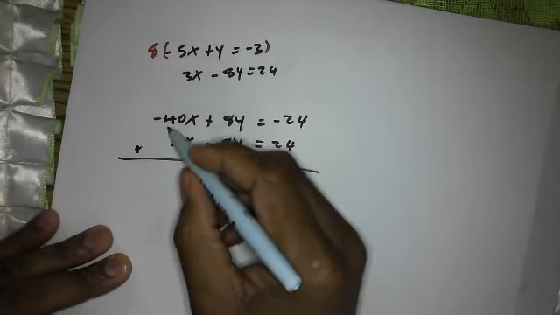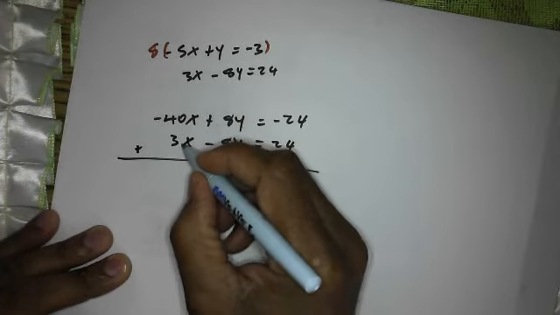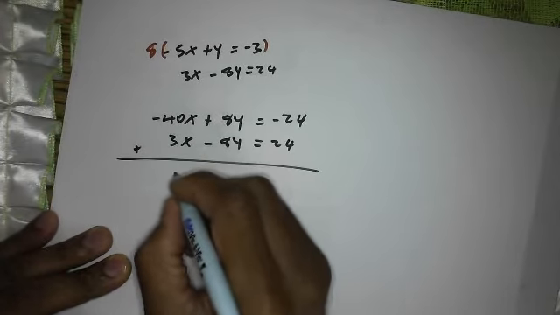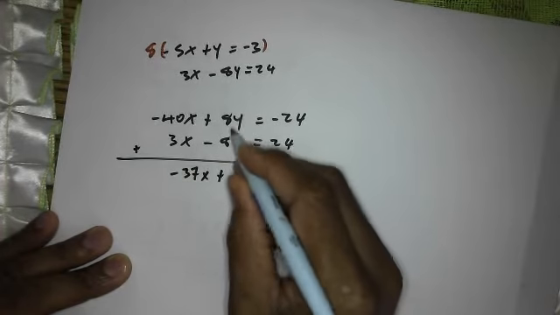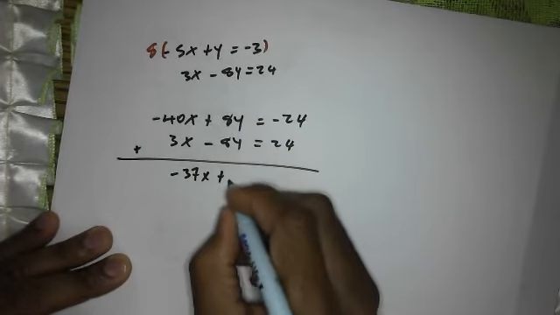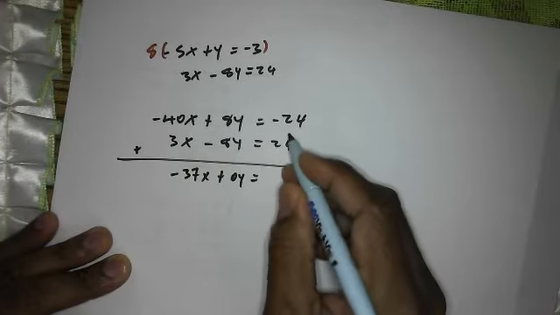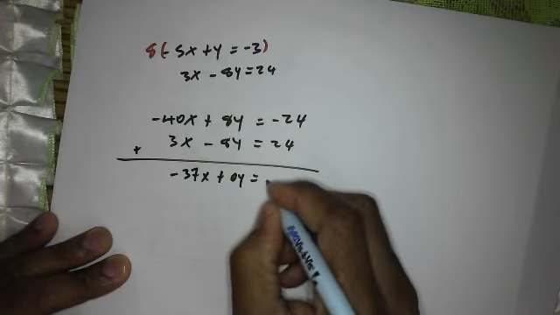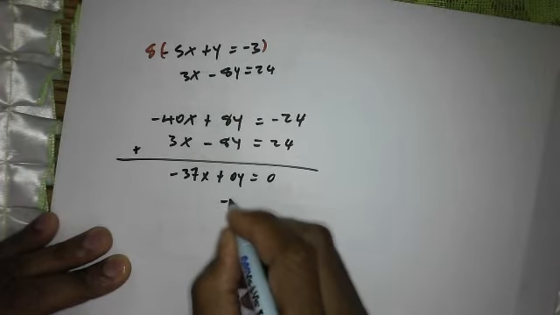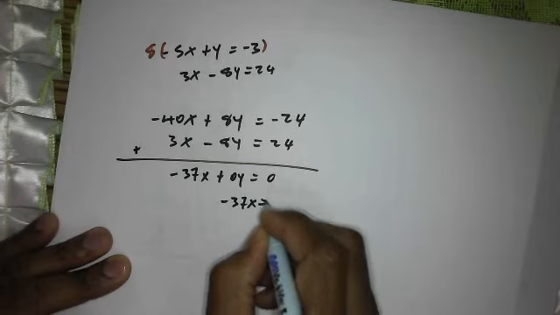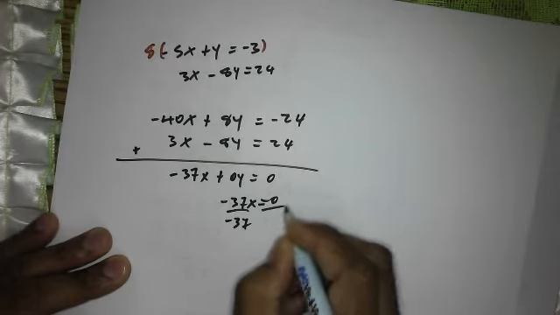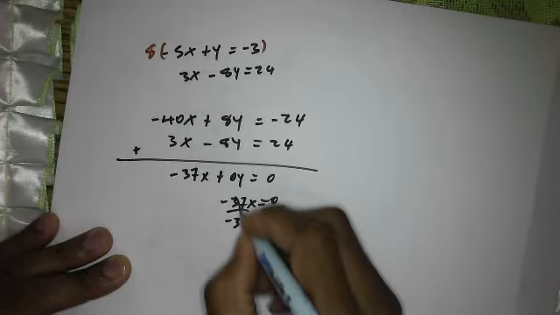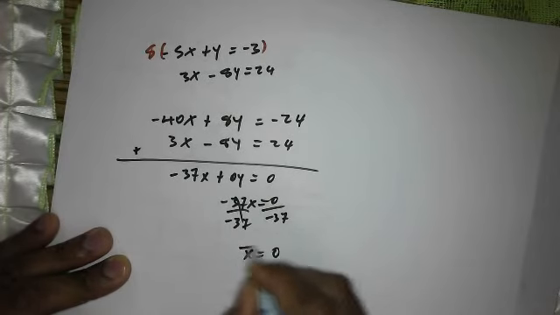Okay, so negative 40x plus 3x, that would be negative 37x, plus 8y minus 8y, that would be 0y, equals negative 24 plus 24, that is 0. So this is really negative 37x equals 0. So if we divide both sides by negative 37, it still comes to 0. So x would equal 0 here.